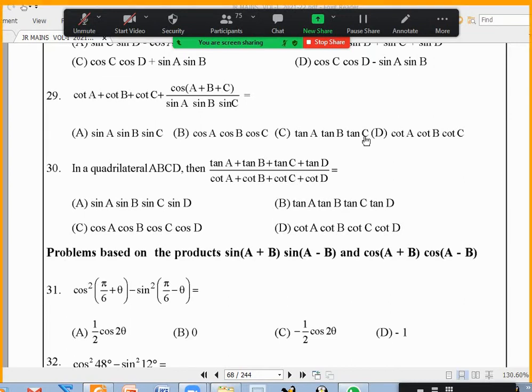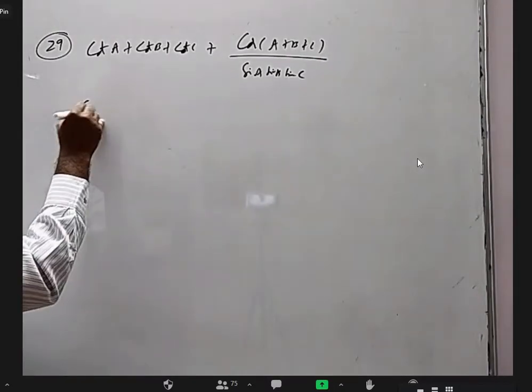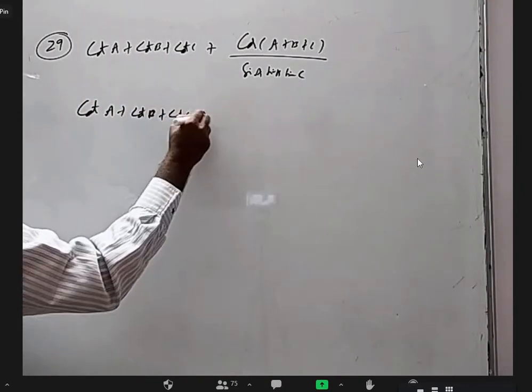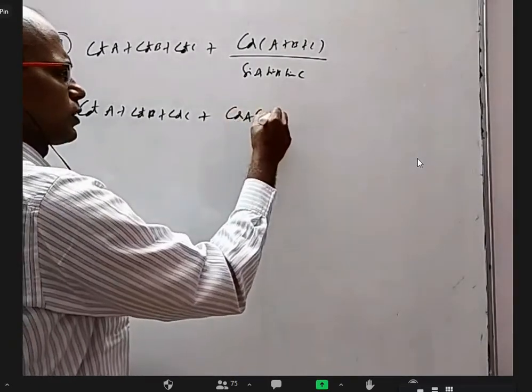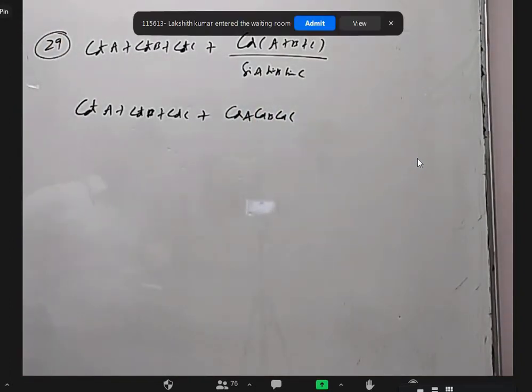Cot A plus cot B plus cot C plus cos of A plus B plus C by sin A sin B sin C. For cos A plus B plus C, I gave 2, 3 formulas. Even though first formula only we are supposed to remember, if not derive whenever we want. Other two formulas, if we don't derive also, we can easily get it by taking sort of the common. Cos A plus B plus C, what we got is cos A, cos B, cos C minus 2 cos and 1 sin every time.